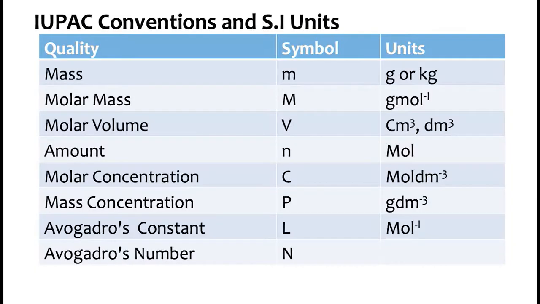Mass, I said, is small letter m, is measured in grams or kilograms. Molar mass or atomic mass is capital letter M, measured in grams per mole. Molar volume is V, measured in centimeter cube or decimeter cube. Molar concentration is capital letter C and is measured in mole per dm cube. Mass concentration P is measured in grams per dm cube. And of course, Avogadro's constant or Avogadro's number in per mole. Remember, it has a value of 6.02 times 10 raised to the power of 23.